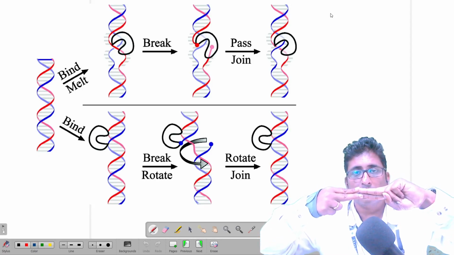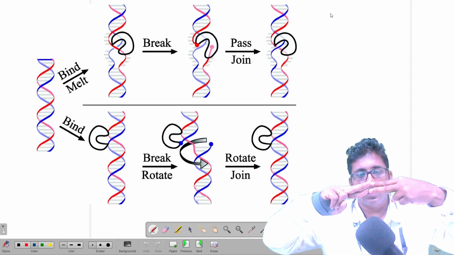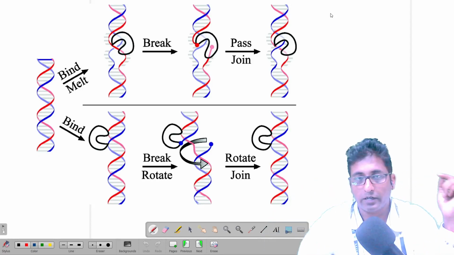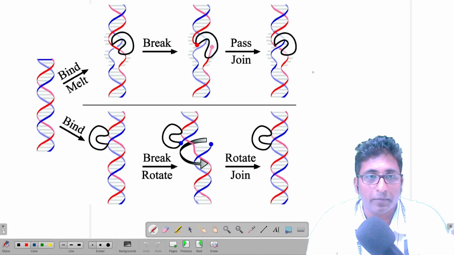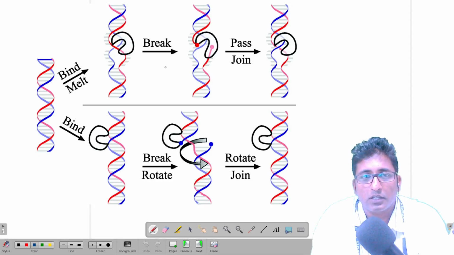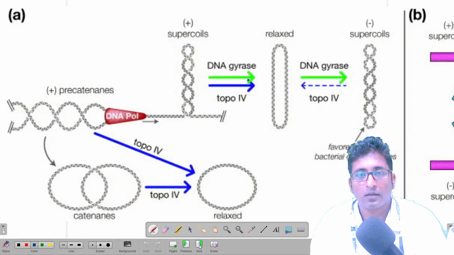And now we have a reduction in one twist, right? Because we cut it up and then we joined it here. So there is a reduction of twist by 1. There are different models about it, but essentially the point is they make a cut and they form this protein-DNA junction or linkage, and then they pass the other strand and reseal it. And that is how topoisomerase 1 works.